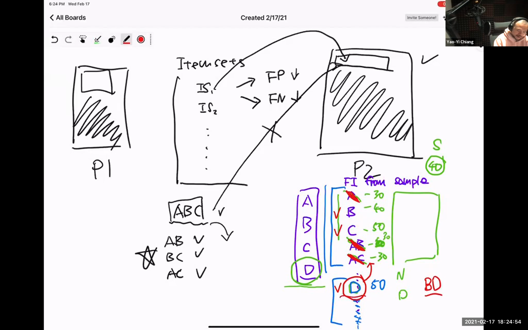D is frequent, B is frequent, BD could be frequent, but in our previous example, could BD ever be in your frequent item set candidate? Can you find BD here in this list? No. Why is that?